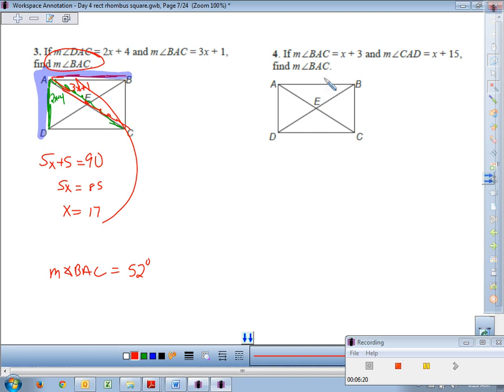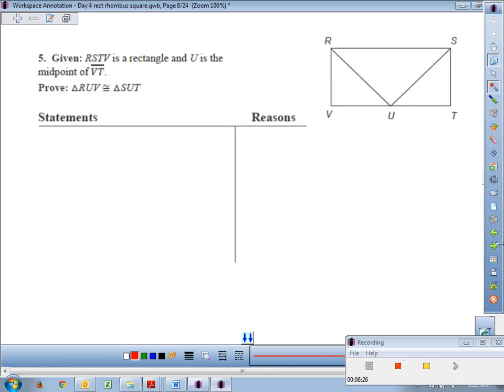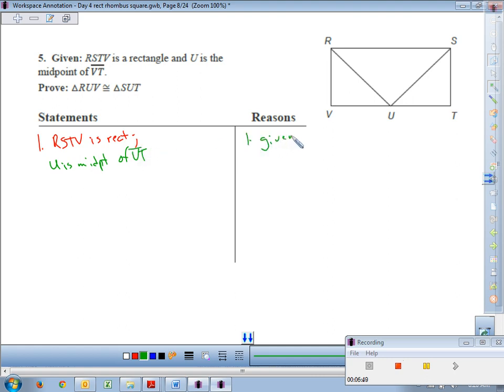Yeah. And we'll skip over number 4 here. Proof time, right? What do they give me? That's the big question. Then what are we trying to prove? So they give me RSTV is a rectangle. We'll need to use that. And they also give me a dirty word: U is the midpoint of segment VT. So since they gave me a dirty word, let's use it right away. Use the midpoint, and write it down.